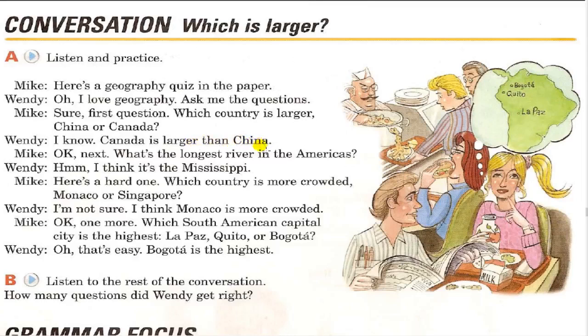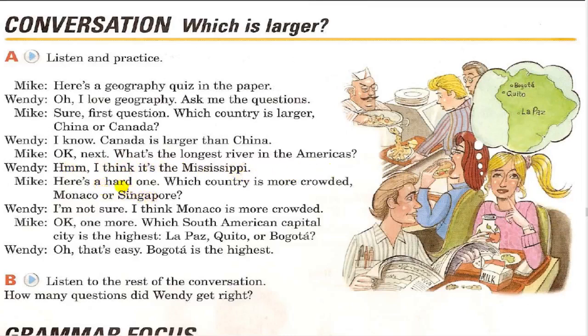Of course, Canada is larger in what? Surface. The surface of land. But China is larger in the number of people. Number of people, China. Surface, Canada. Oh, next. What's the longest river in the Americas? In the Americas here, it means North America and South America. The two Americas. I think it's the Mississippi. The Mississippi River in the USA.